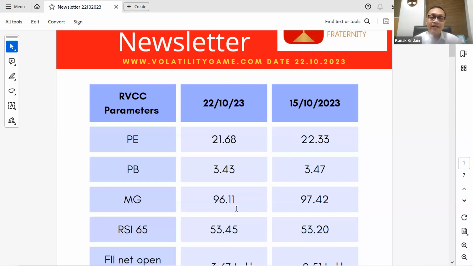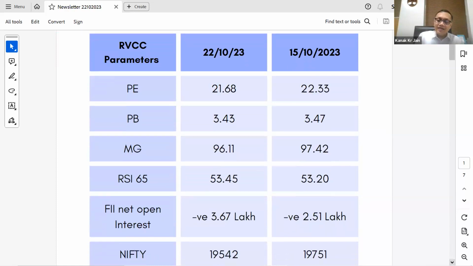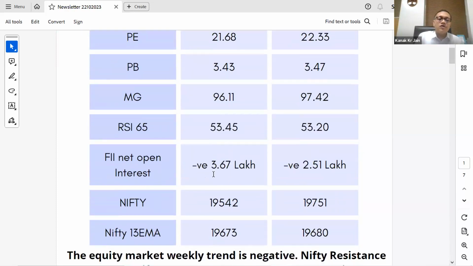Now coming back to RSI, and the other one is... मैंने देखा कल there was a little positivity because of the little buyout was there. So this 3.67 lakhs has actually reduced to around 2.5 lakhs or something like that.